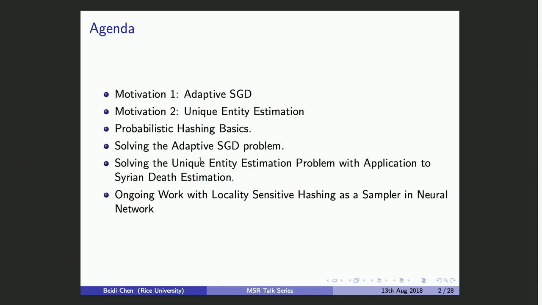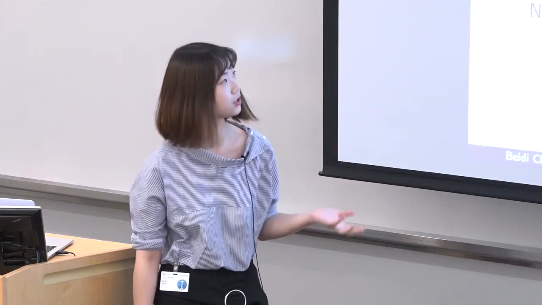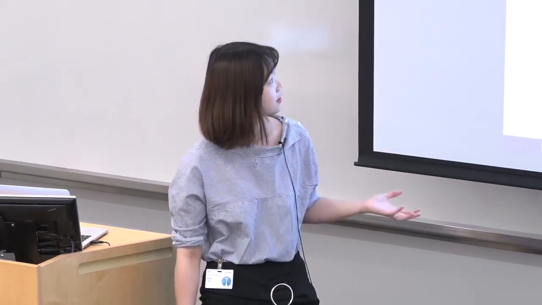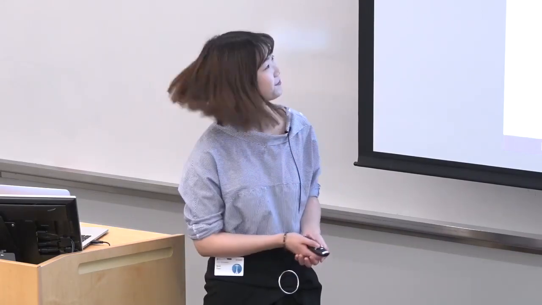So the agenda will be, I will motivate using two examples. One is how we do adaptive SGD using LSH, and another is unique entity estimation with SGD. Then I'll talk about some hashing basics, just in case some of you might be new to locality sensitive hashing. And then we solve the SGD problem and unique entity estimation problem using our unique weapon. And finally, I'll talk about some ongoing work with deep learning, also using LSH.